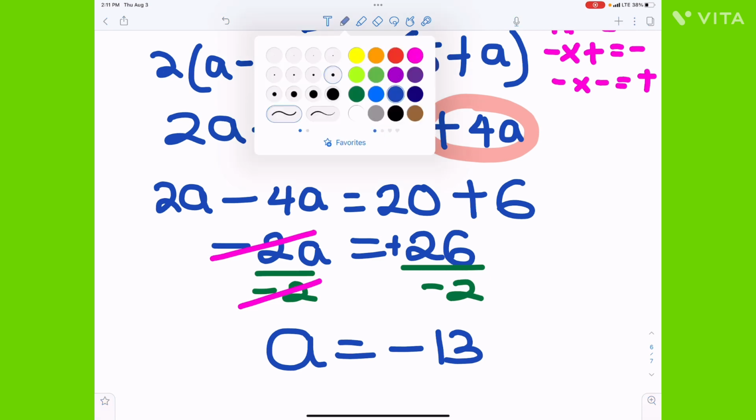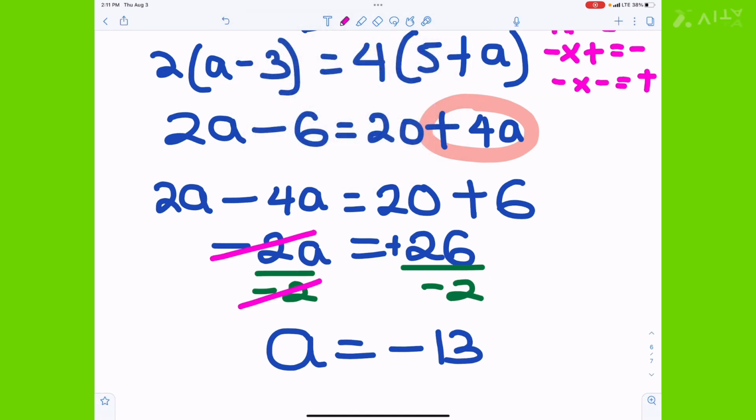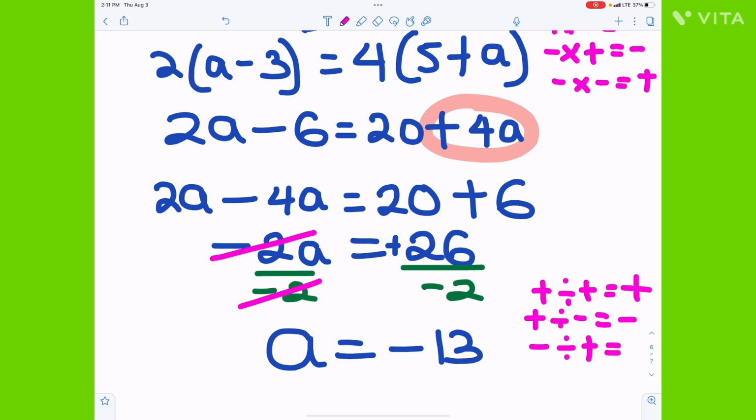Can you see what I did there? The same rule applies to division also. Plus divided by plus is plus. Then plus divided by minus is what? Minus. Minus divided by plus is also what? Minus. And minus divided by minus is plus.